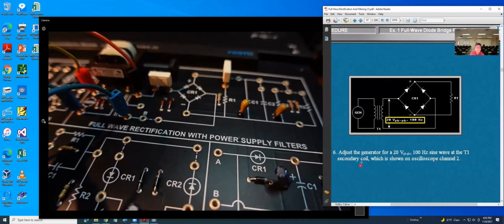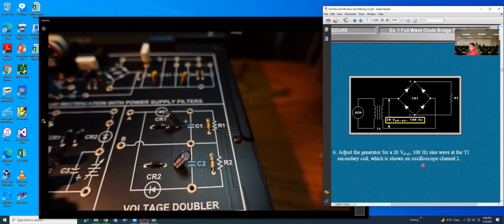Okay, adjust the generator for 20 volts, 100 hertz sine wave, at the T1 secondary coil, which is shown on scope channel 2. Okay, so now on the scope, let me go to the scope.